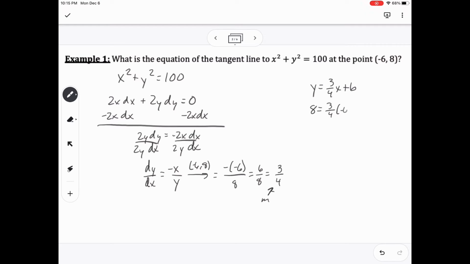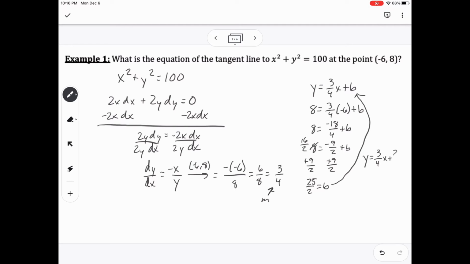Then I plug in -6, 8 into that. It gets me a slope of 3/4. And then using slope-intercept form, I can plug in 3/4 and my point to help me find my y-intercept. In doing so, that allows me to find that it's 25/2. I plug it back in, and that is the equation of the tangent line.